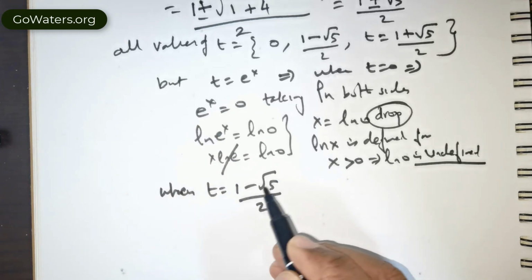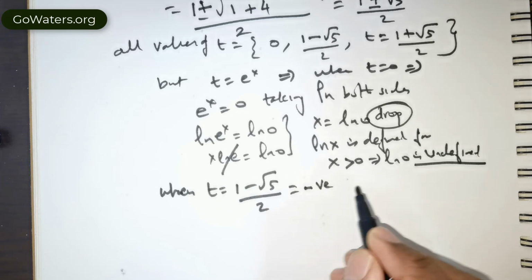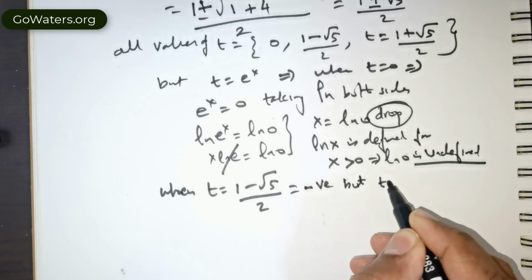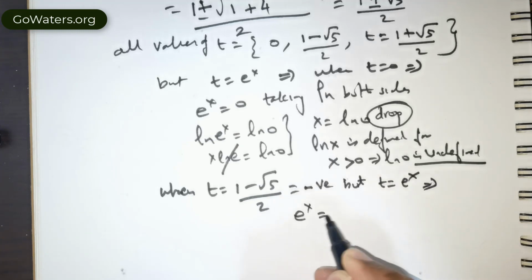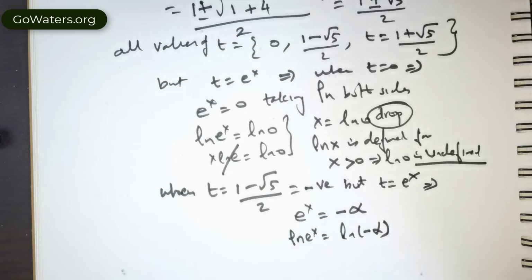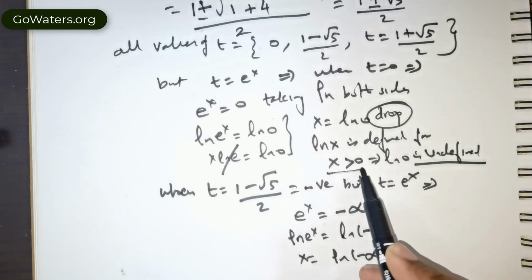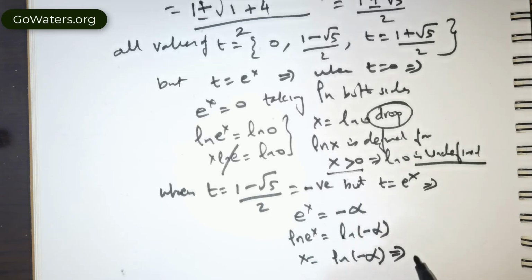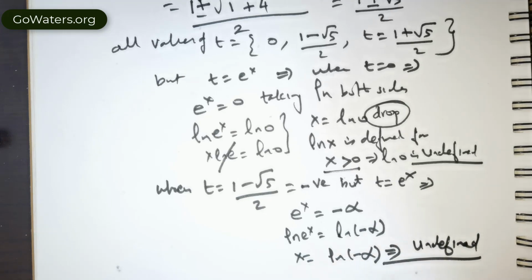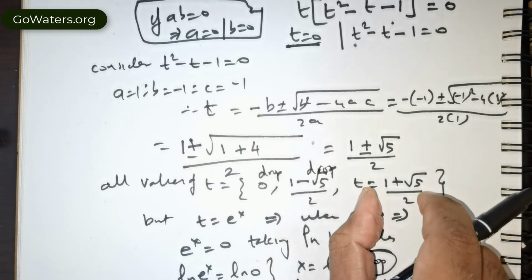Now next, coming to t equal to (1 minus root of 5) divided by 2. What is root 5? Root 5 is approximately 2 point something, right? So 1 minus 2 point something is going to be a negative value. But as I mentioned, my t is e raised to the power of x. So this would mean e raised to the power of x is equal to, say, some negative alpha. If I take ln on both sides, I would get ln of e raised to the power of x is equal to ln of this negative alpha. So from here I would get x is equal to ln of negative alpha. From the definition, clearly you can see that ln x is defined for all x greater than 0. That would mean we are obtaining a value that is undefined. So this is also dropped. This is dropped, this is dropped, and all we got is this.